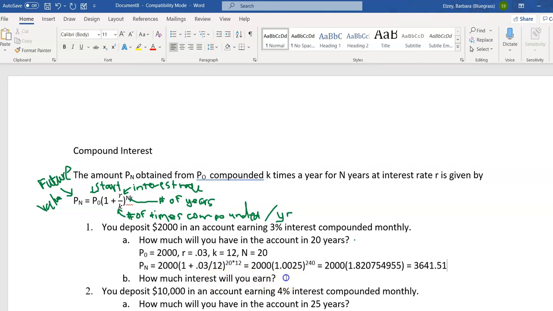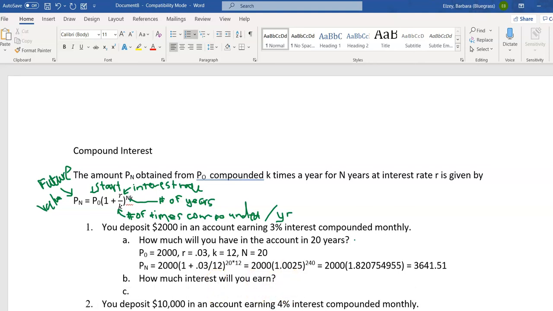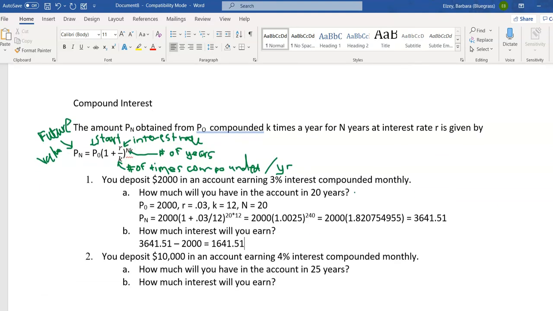All right, now let's look at B. How much interest will you earn? Well, let's remember that we started with $2,000. So all we need to do is take the final amount and subtract the $2,000 from it, and we actually earned $1,641.51. Okay? All right, so let's look at a second example.